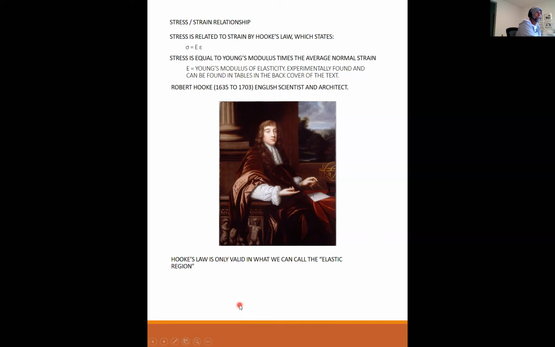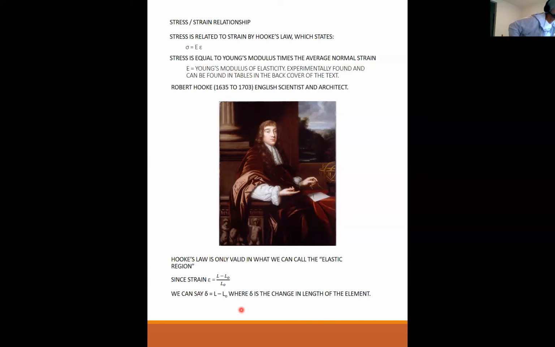And moving on. Hooke's law is only valid in what we will call the elastic region, and I'm going to define that in a moment. But this relationship between stress and strain is only valid in the elastic region. That's very important. Now, since strain is equal to the new length minus the original length divided by the original length, then we can say that delta is equal to the new length minus the original length, where by definition, delta is the change in length of the element, okay?